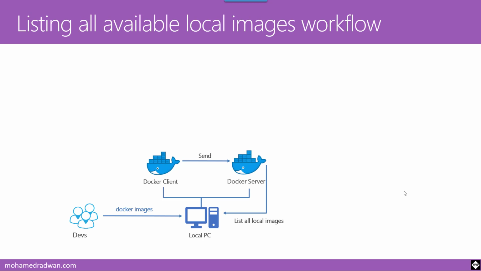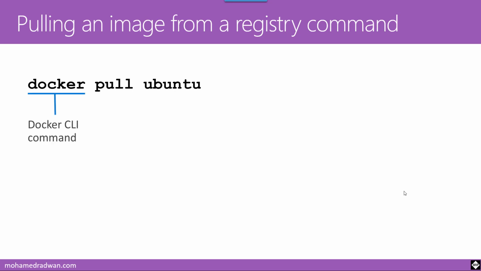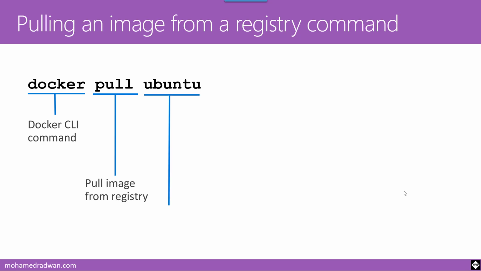And of course, if I don't have any images, it will display the list without any items. So let's look at the pull image command. If I execute docker pull ubuntu, docker is the same part as we explained before. Pull is pulling an image from the registry. Ubuntu here is the repo name or the image name.